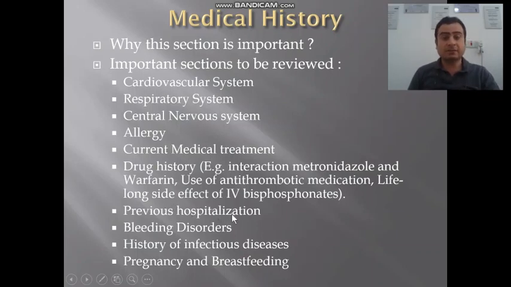Previous hospitalization: if the patient has been admitted previously to hospital, why is that? You need to establish it and know the time of it and the reason for it. Bleeding disorder: if there is, for example, a patient with hemophilia, you need to make note of it. History of infectious disease, tuberculosis, hepatitis, or HIV, you also need to take note of it and take extra precaution if the patient has one of these.